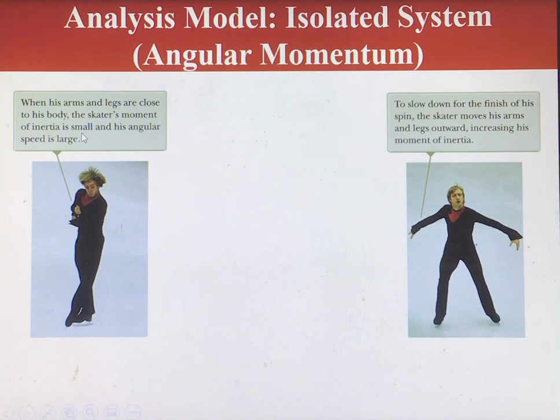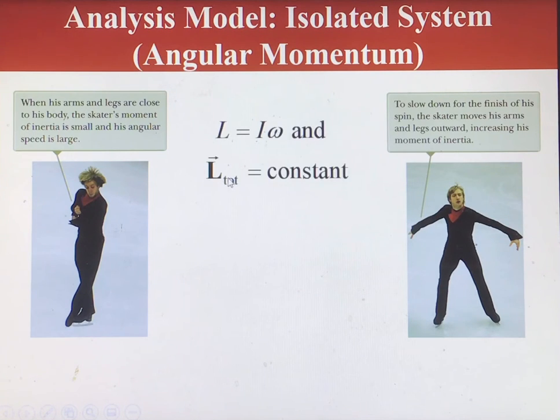This is an example where, if you look at a skater in one picture, his arms and legs are close to his body, and so the skater's moment of inertia is small and his angular speed is large. For the skater to slow down, he's going to open up his arms and legs. When he opens up his arms and legs, he increases his moment of inertia, and that way he can reduce his speed.